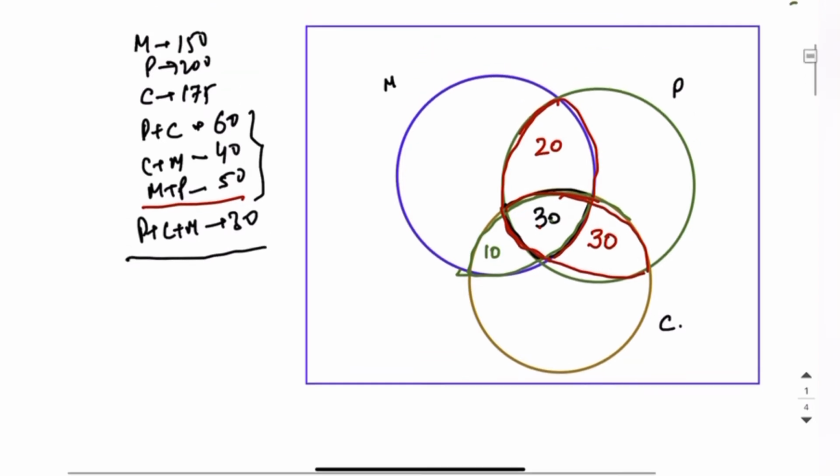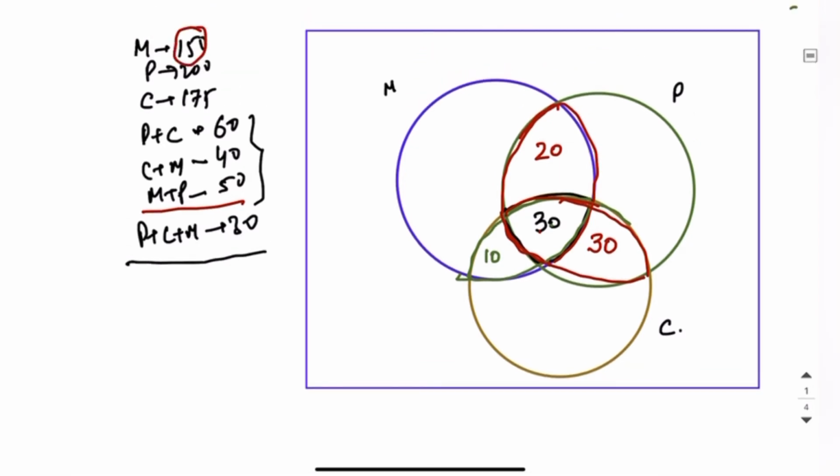Now for mathematics we have 150 students, and this circle represents the mathematics circle. So total students must be 150 in this. Already 30 plus 20 plus 10, 60 students are there. It means the remaining students must be 150 minus 60. This comes out to be 90. So I have to put 90 in this.